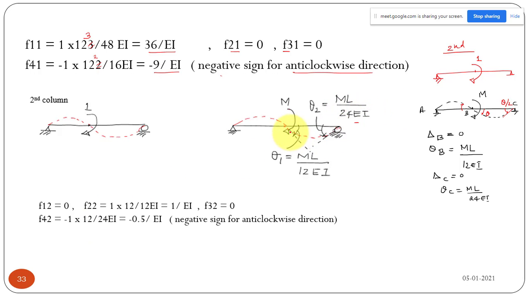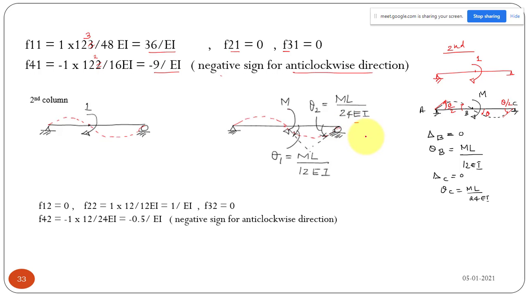Because we are applying the moment at the center, there we will have the maximum theta, that is ml by 12 EI, and at these two supports we will have a rotation that will be just theta by 2, provided you are applying your moment at the center. This will be theta, this will be theta by 2. And the equations for theta you have to remember: ml by 12 EI and ml by 24 EI.